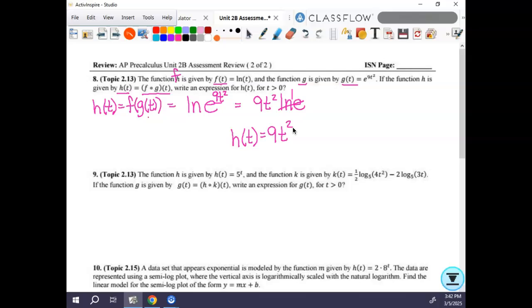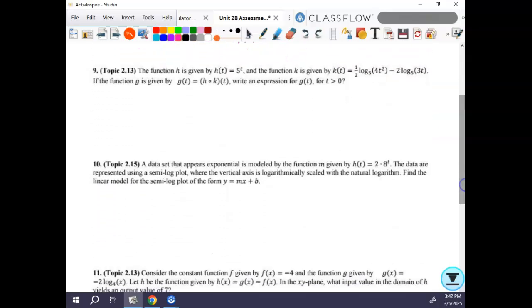The function h is given by h of t right here. K is given by this. This is g of t, and I want g of t. So really, g of t is equal to h of k of t. All right. So I'm going to take k of t and put it into h of t. And I think it might be nice to condense k of t before we do that.